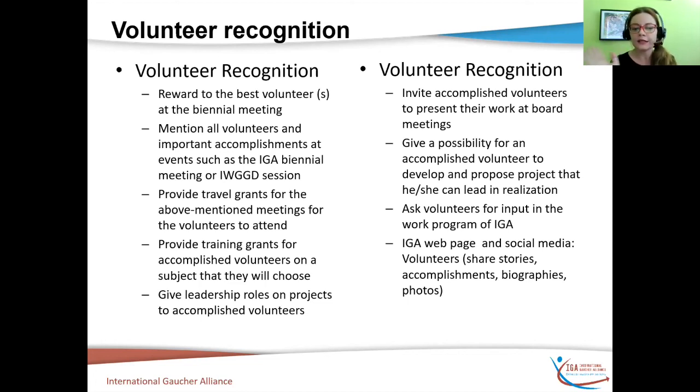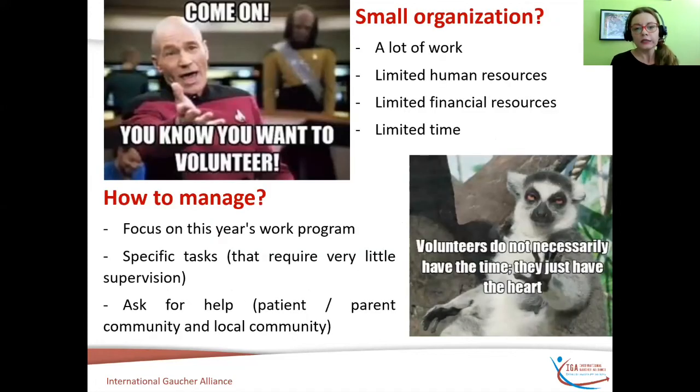So there are many different things you can do with small finances and small budgets, but don't forget to communicate with people, because telling people that they are appreciated, that they are important, that's something you have to do. So yes, I know you are all having problems with a lot of work, with limited human resources, limited financial resources, and limited time. And we all have this problem, no matter if you're an international or national organization or local.